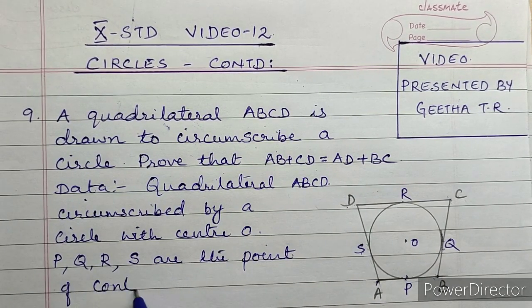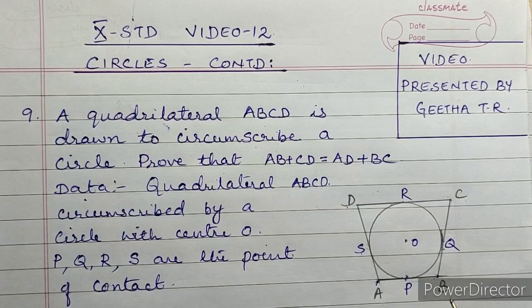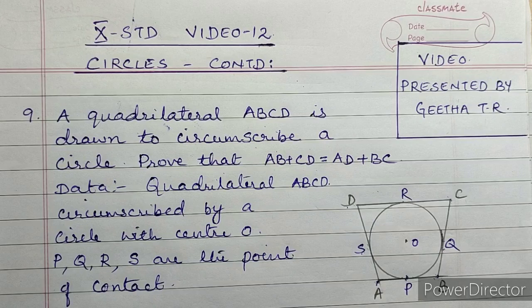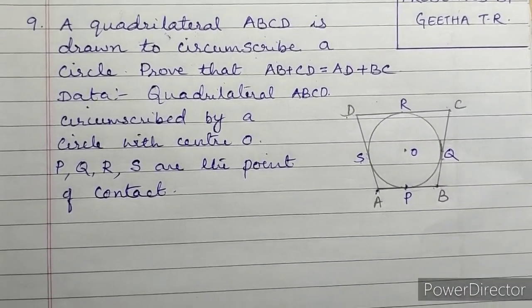What is the point of contact? The point of contact is where the circle and the tangent meet. That point is known as the point of contact. So the data part, this much is given. Now next is the to-prove part.